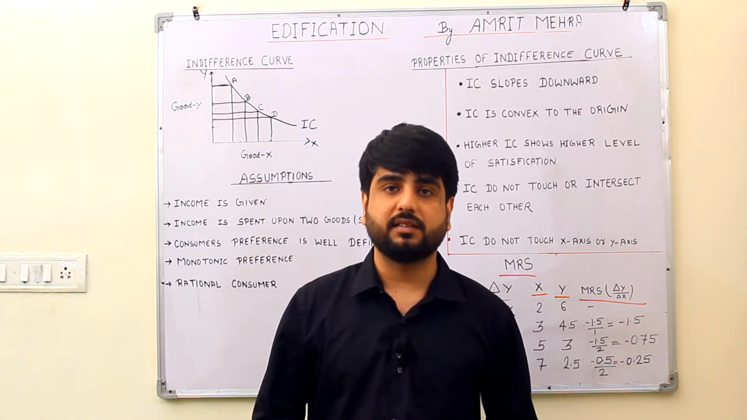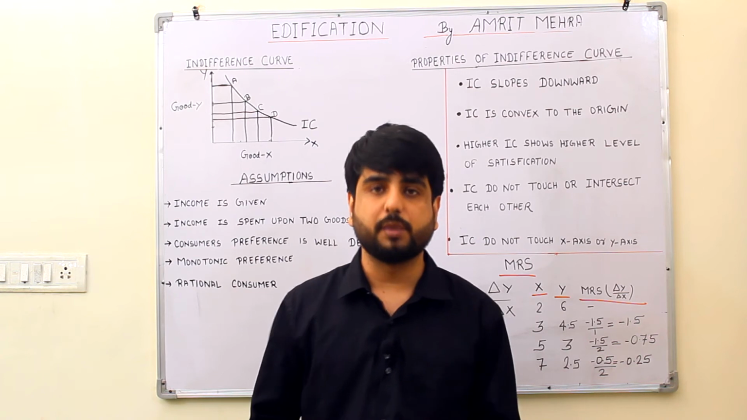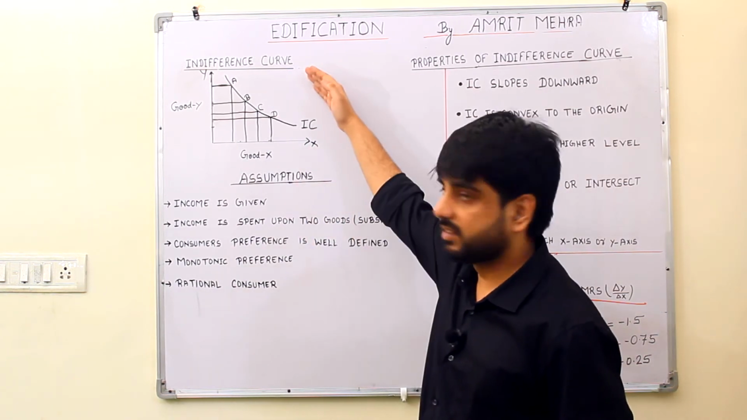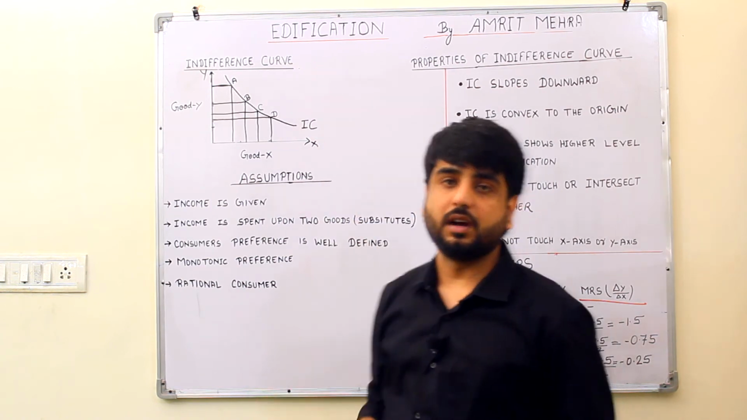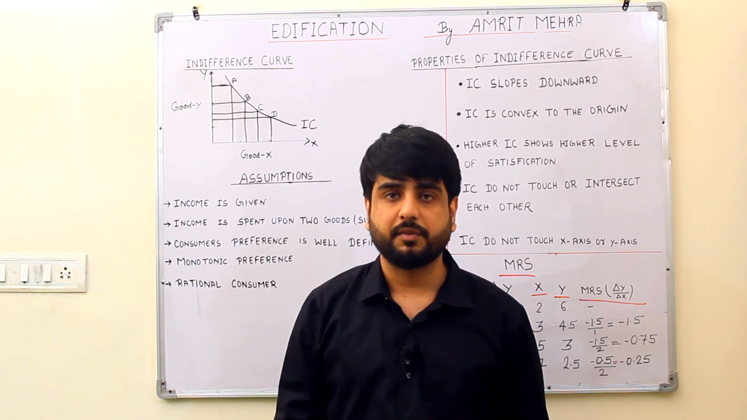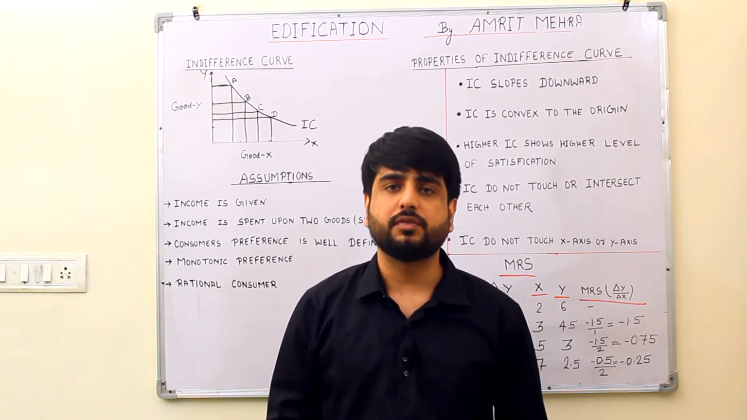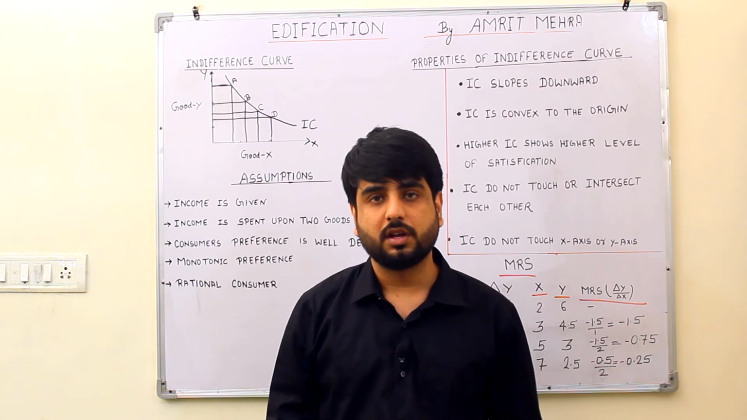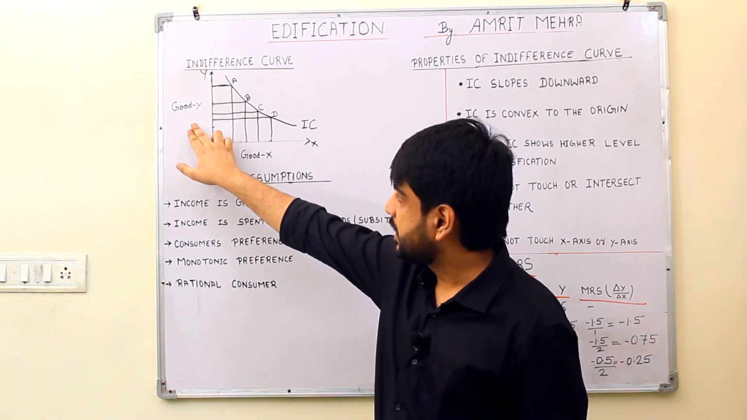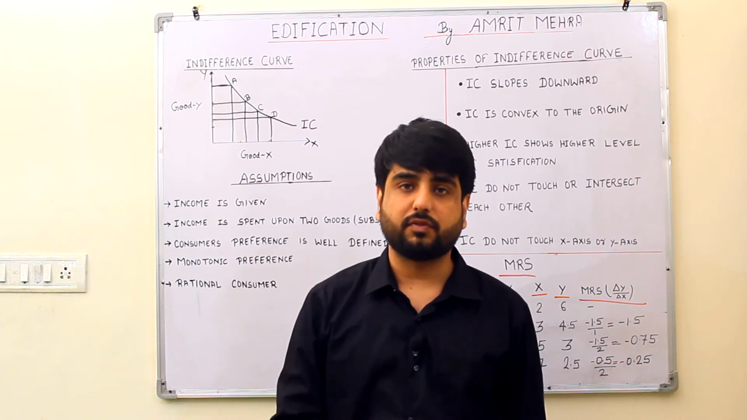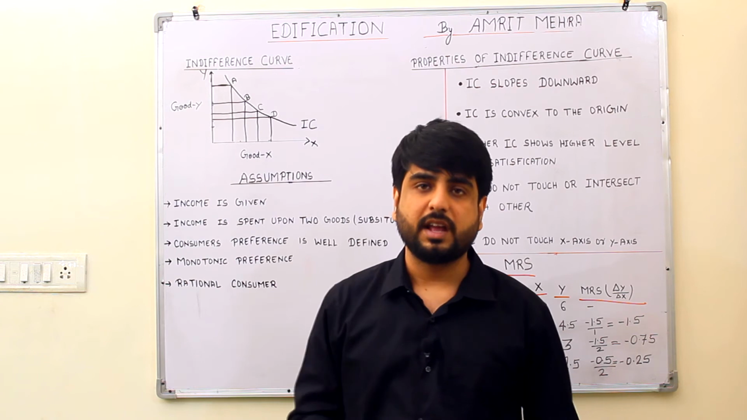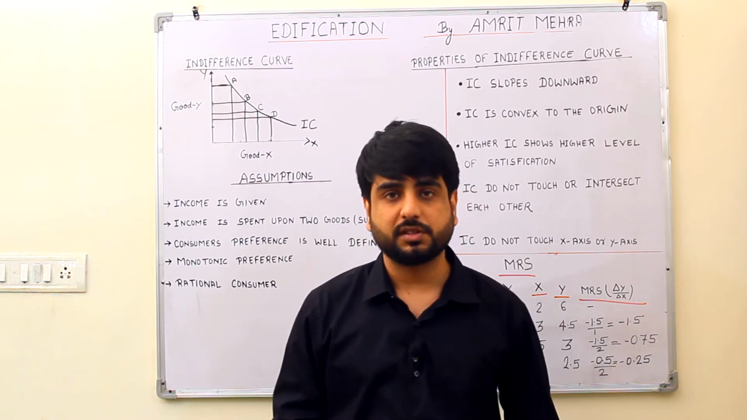After covering consumer equilibrium analysis for single commodity and for double commodity, we move to the next topic, that is indifference curve. Indifference curve is based upon the ordinal aspect of utility. Indifference curve gives various combinations for two goods, let's say good X and good Y, that give equal satisfaction to the consumer. Again, indifference curve is based upon certain assumptions.